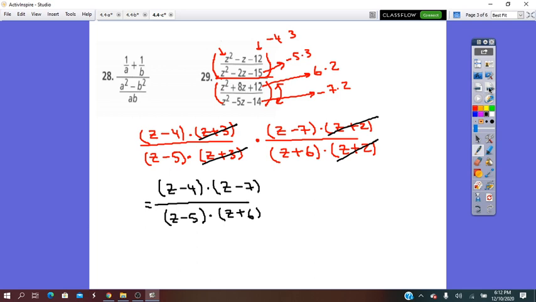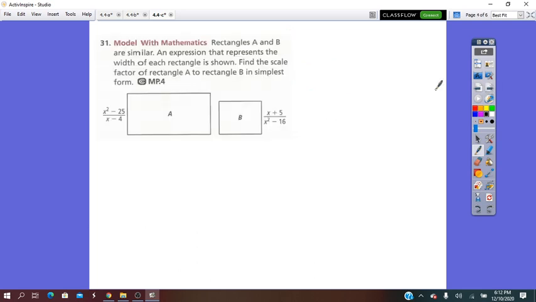Let's try more. Rectangles A and B, so this is rectangle A, this is rectangle B, are similar. An expression that represents the width of each rectangle is shown. So this expression is the width for A and this is the width for B. Find the scale factor of rectangle A to rectangle B in simplest form.